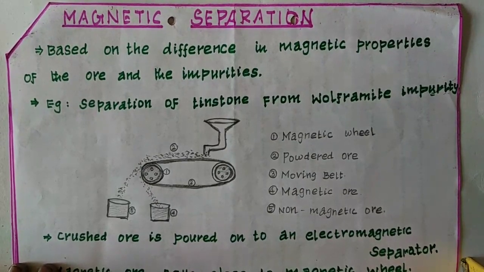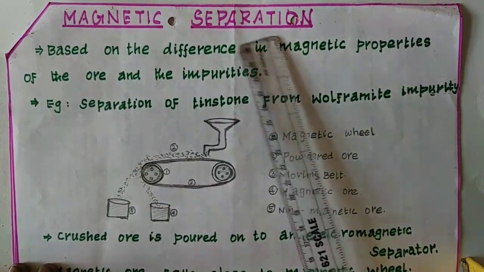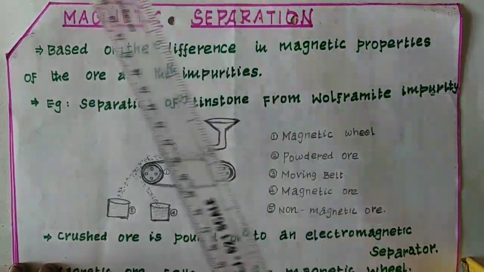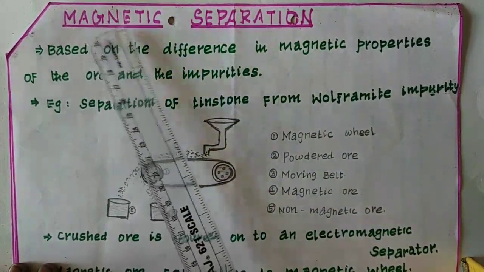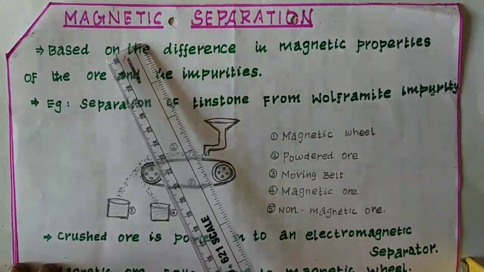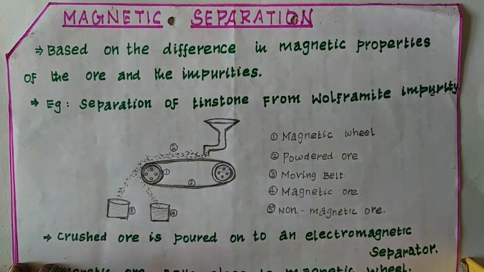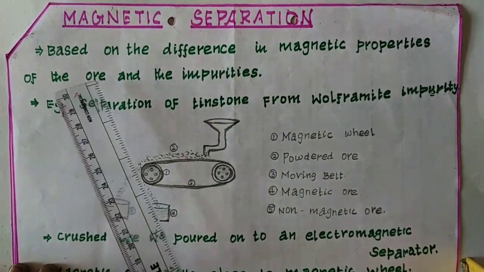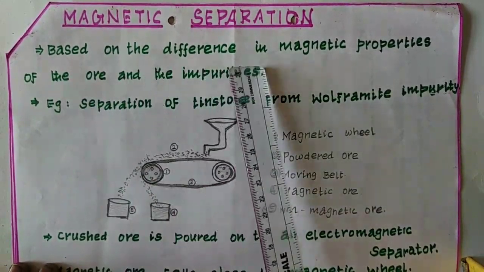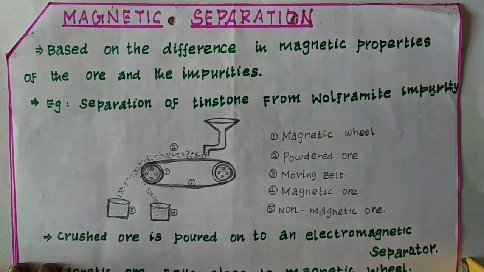Now look at the heading, students. Magnetic separation. Look at the heading very clearly. Magnetic. So surely this heading indicates that this method of concentration depends on the magnetic property. That is given in the first point. This method is based on the difference in magnetic properties of the ore and the impurities.